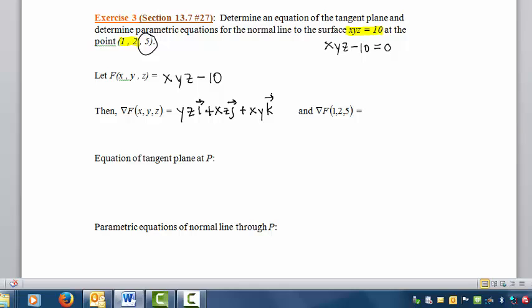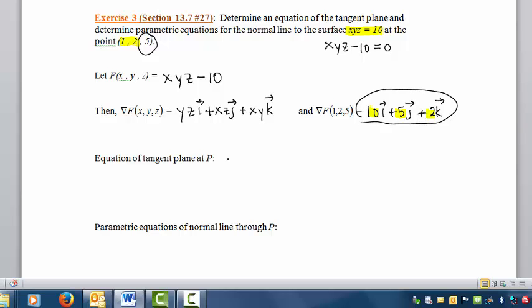At the point (1, 2, 5), filling in 1 for x, 2 for y, 5 for z, we easily get 10i plus 5j plus 2k. Note that this vector here is normal to capital F. It is also normal to the tangent plane, the plane that is tangent to capital F at the point (1, 2, 5). And if we have a normal vector to a plane, we have these necessary coefficients to give us the equation of the plane.